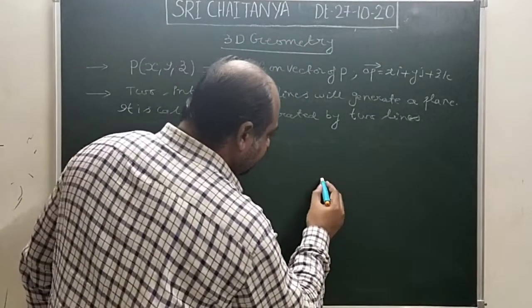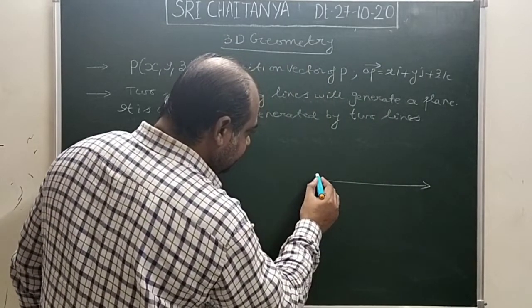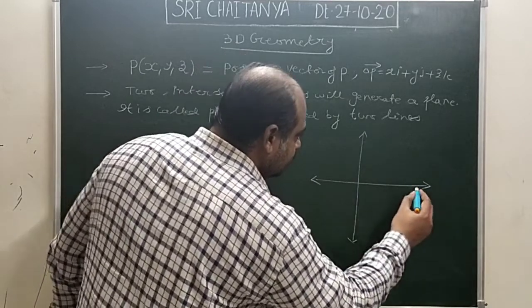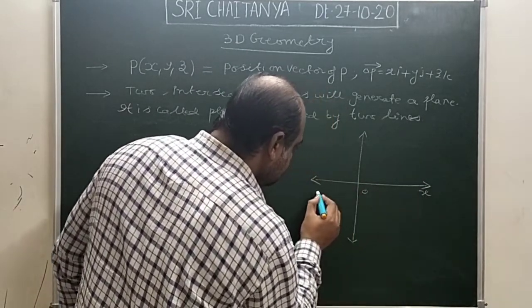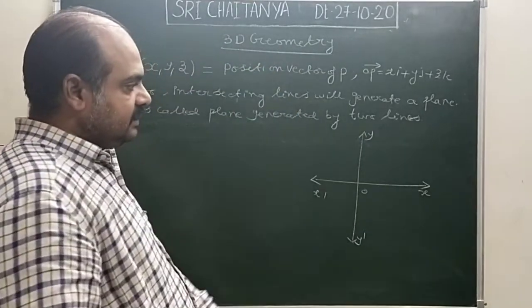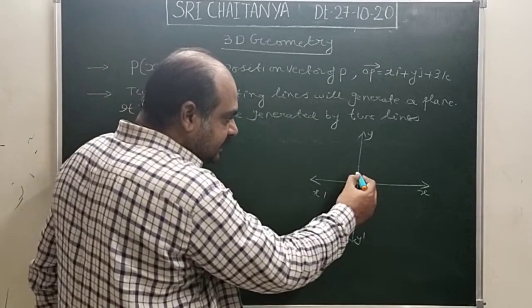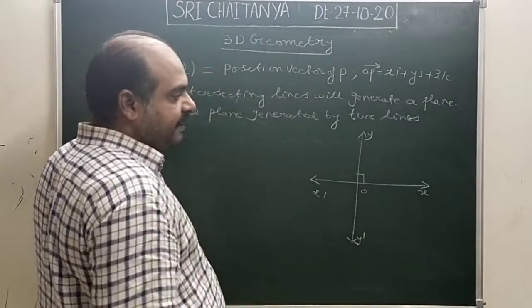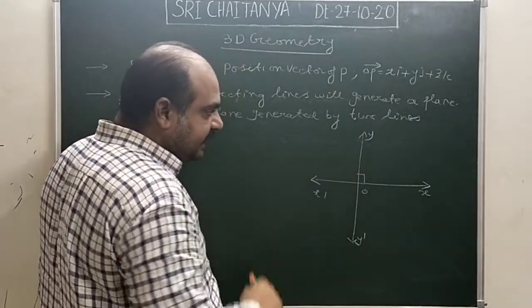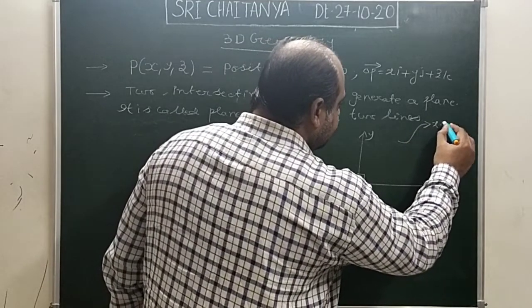Suppose, for example, in two-dimensional geometry, if you take the x-axis, that is one line, and the y-axis, that is another line. These are two mutually perpendicular lines and they intersect at the origin. So these two intersecting lines will generate a plane. This is called the xy plane.